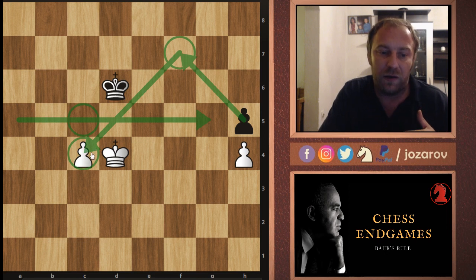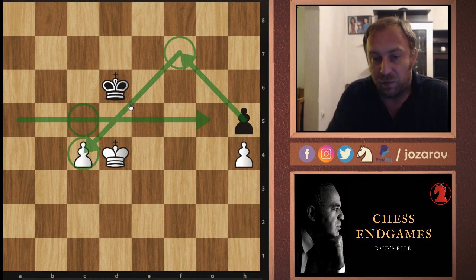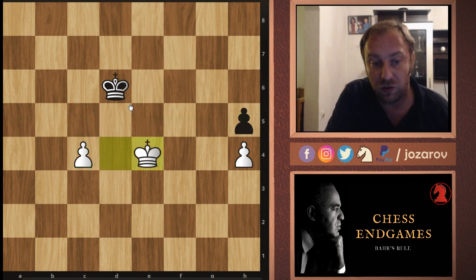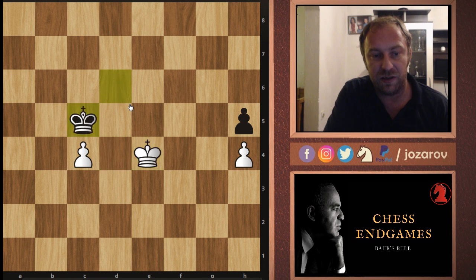So now if the pawn is below or on the same diagonal, it's a winning endgame here for white. It's incredible, this Bahr rule. Here let's see the possible continuation. Again, king to e4. You see now the king is a little bit far away from the action.